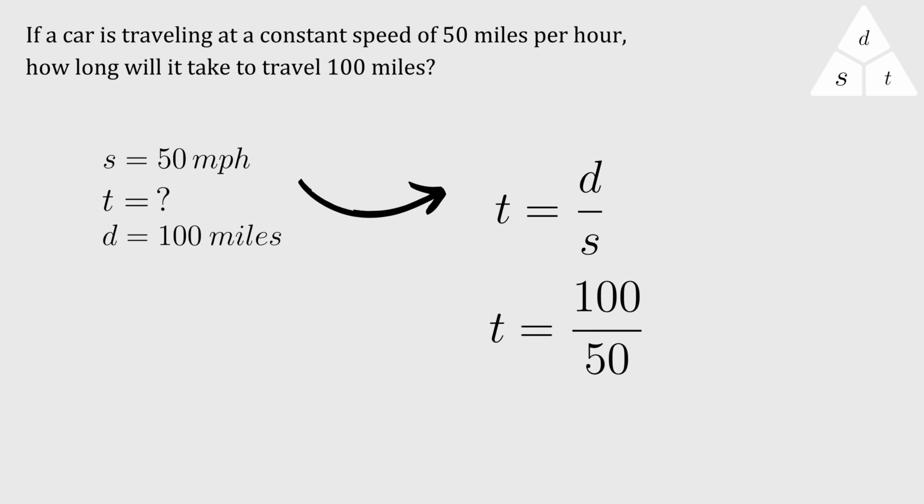100 divided by 50 is 2, and thus the total time taken is 2 hours. The units are hours for time because the speed is given in miles per hour.